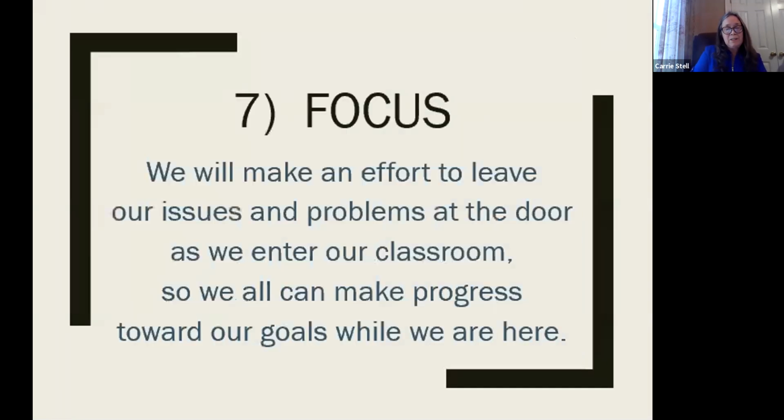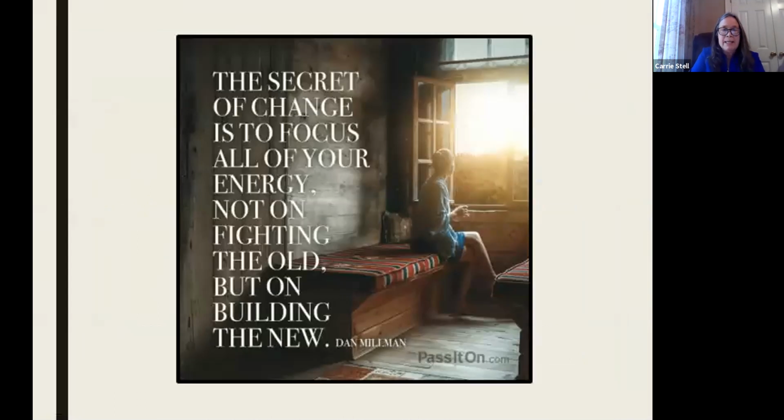And then our final value that we identified was focus, which we explained as we will make an effort to leave our issues and problems at the door as we enter our classroom, so we all can make progress toward our goals while we are here. And this quote comes to us from Dan Millman. "The secret of change is to focus all of your energy not on fighting the old, but on building the new."